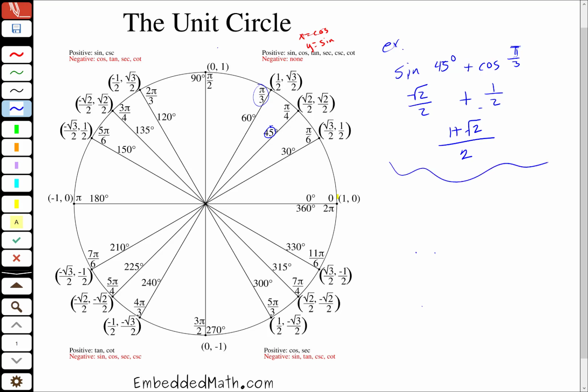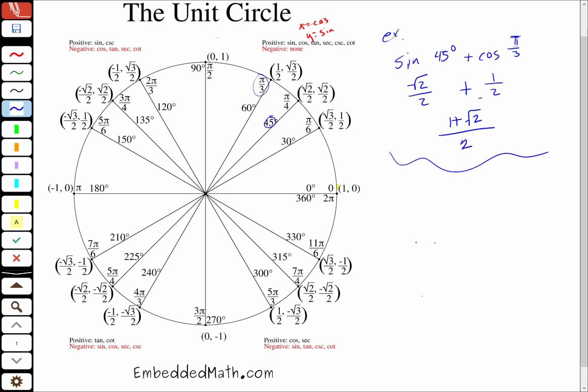Is that okay? Okay. So this will help you do a little practice with adding fractions, although almost all of these have a denominator of 2 if they're not at the north, south, east, west poles. So that kind of makes it nice.